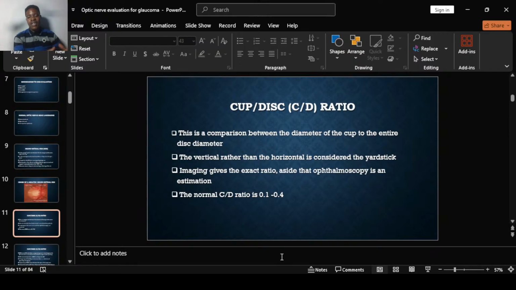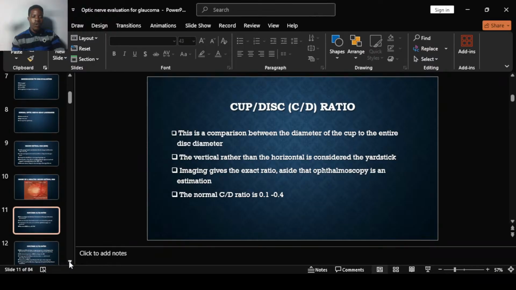I don't think you should be more than 0.2 different from whatever the OCT is giving. If it's more than that, that means your grading is off. But like I said, it is an estimation, while the imaging gives us the exact ratio. And the normal CD ratio is 0.1 to 0.4. So this is the normal.